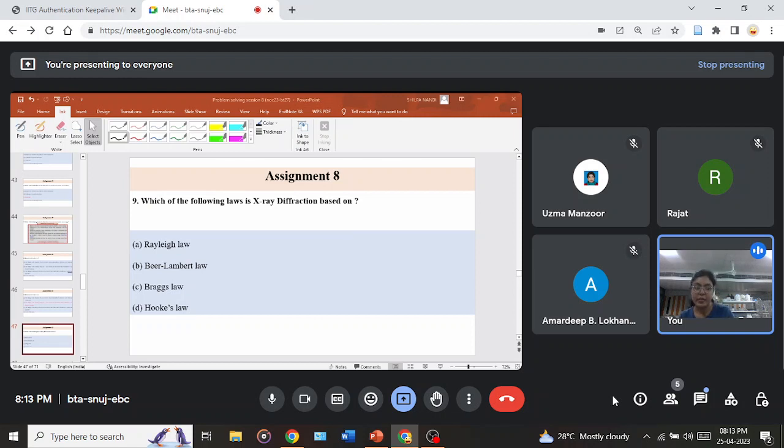So okay, fine, we will discuss. As you are saying, the correct answer should be C, that is Bragg's law. Bragg's law is the basis for X-ray diffraction and not Rayleigh law.